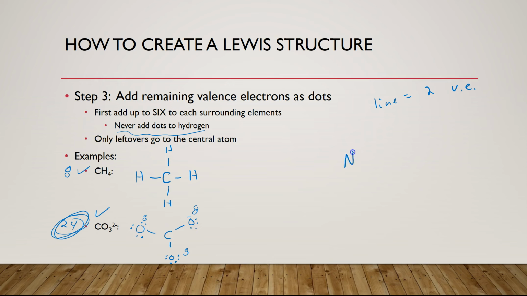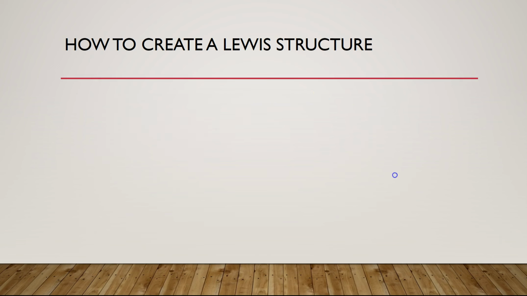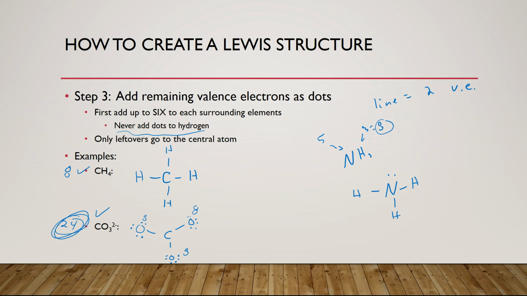Let's take ammonia, NH3, right? So I've got 5, 6, 7, and 3. That makes 8 valence electrons, right? Hydrogen is never my central atom. That means nitrogen is. So I'm going to go N, H, H, and H, right? I can't put any dots around my hydrogen. So I've got 2, 4, 6. I need to put 8 in there. So I have 2 left over. Those would go there like that for ammonia.